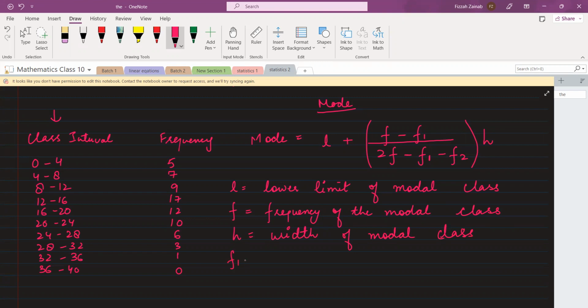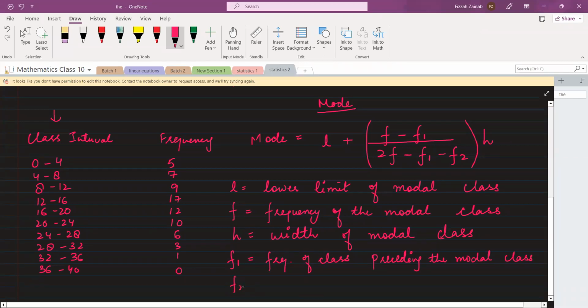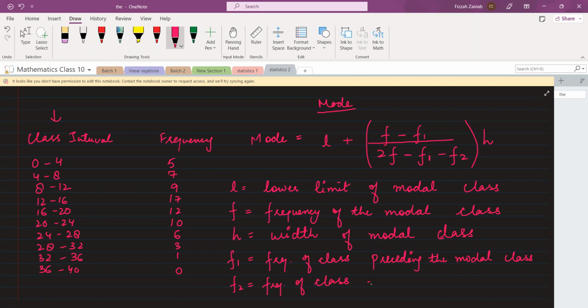Now F1 and F2: F1 is the frequency of the class preceding the modal class, and F2 is the frequency of the class following the modal class.